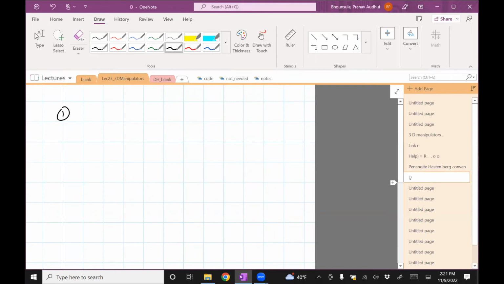One is the axis of xi is perpendicular to zi minus 1. So what that means is that the axis of link i, the x-axis of link i, is at right angles to the z-axis of the previous link. Okay, that's why it's i minus 1.